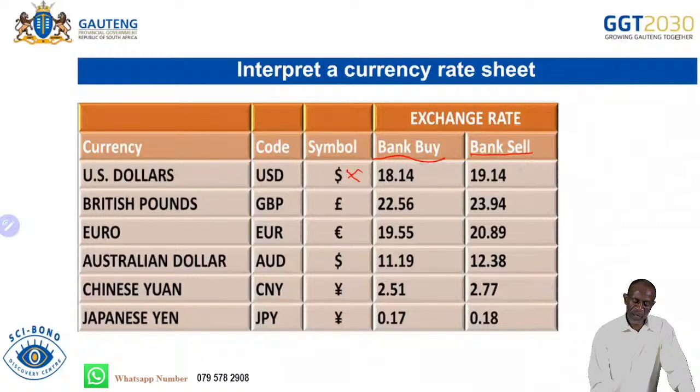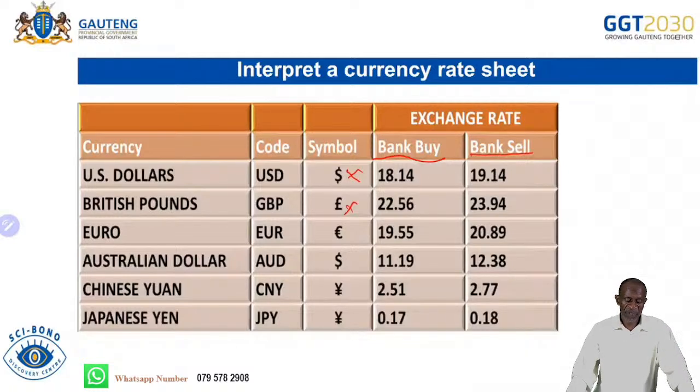If we go further down the table, you will realize that Britain or England uses the British pound or the sterling, and the code is GBP, and here is the symbol, and the bank buying rate and the bank selling rate respectively.